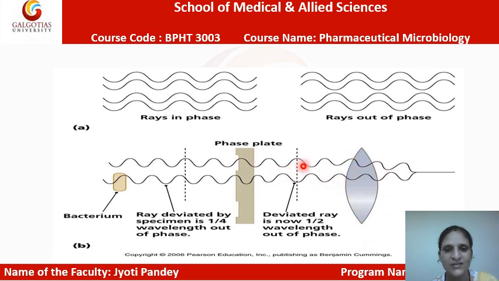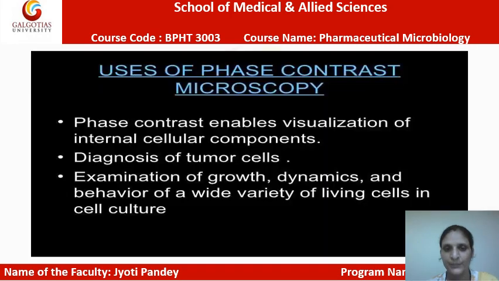This is a lens, this is a phase plate, and this is the sample, the object sample. When the rays pass, the ray deviated by the specimen is about 1/4 wavelength out of phase. Then it passes to the phase plate, and the deviated ray is now 1/2 wavelength out of phase, and the image is shown in the lens.